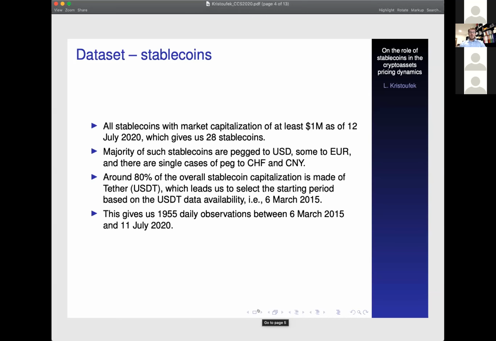Around 80% of the overall stablecoin capitalization is made of Tether, so the largest one, which leads us to the selection of the starting period based on this USDT data availability. So we go back to March the 6th, 2015. So still quite a long period. So overall, we have almost 2,000 observations between March 2015 and July 2020.